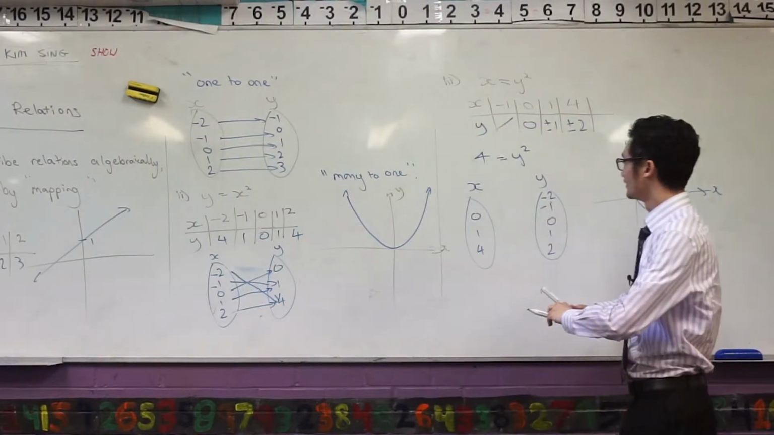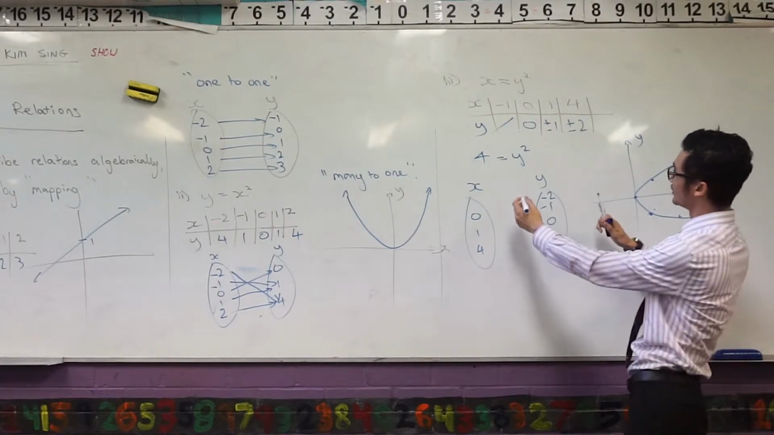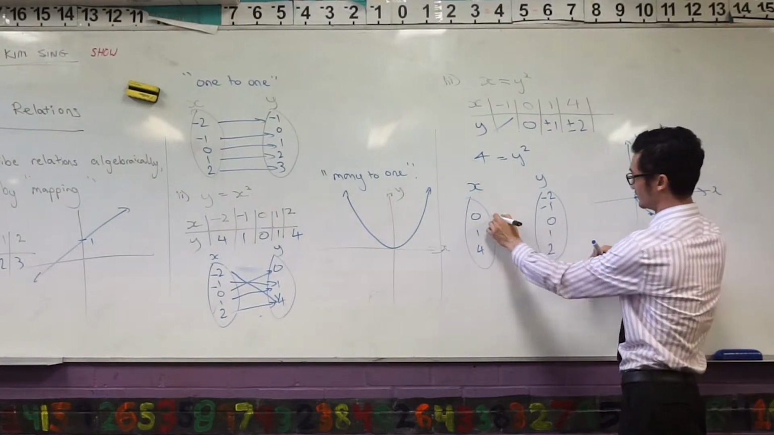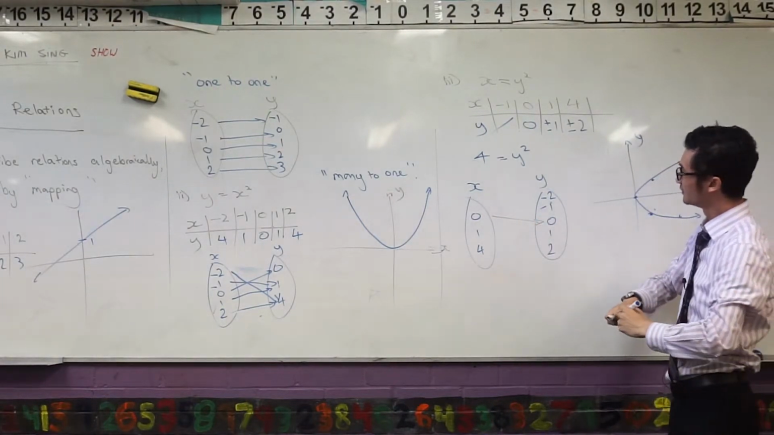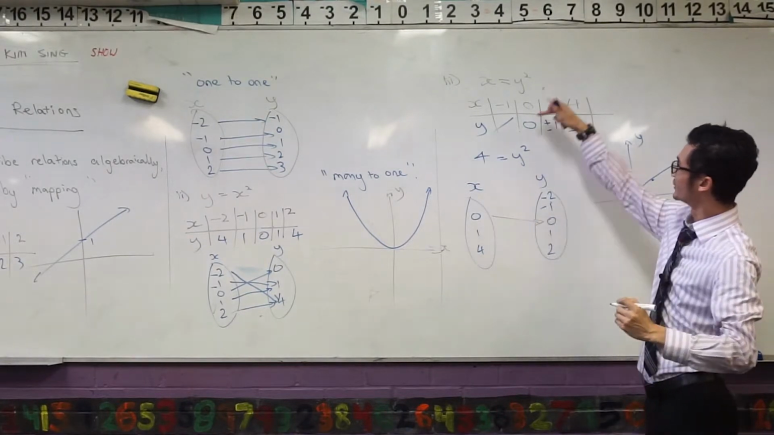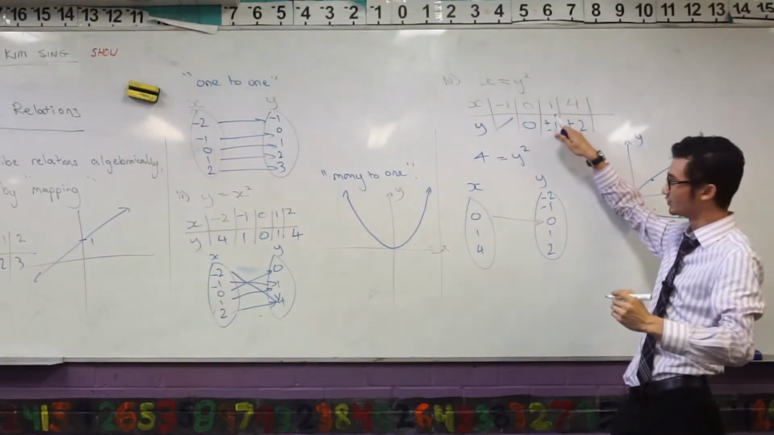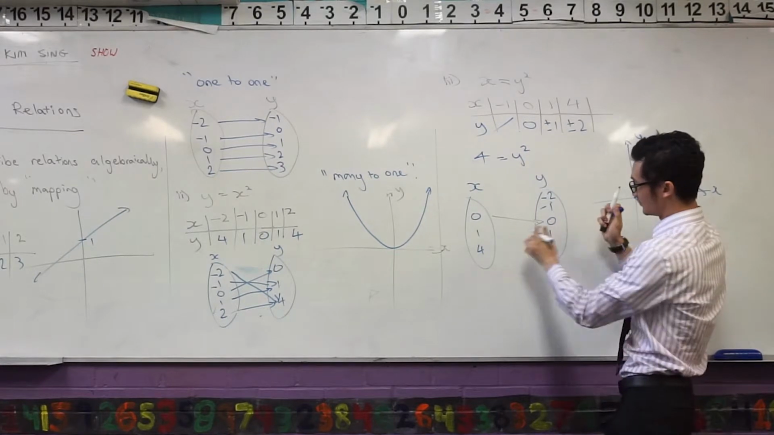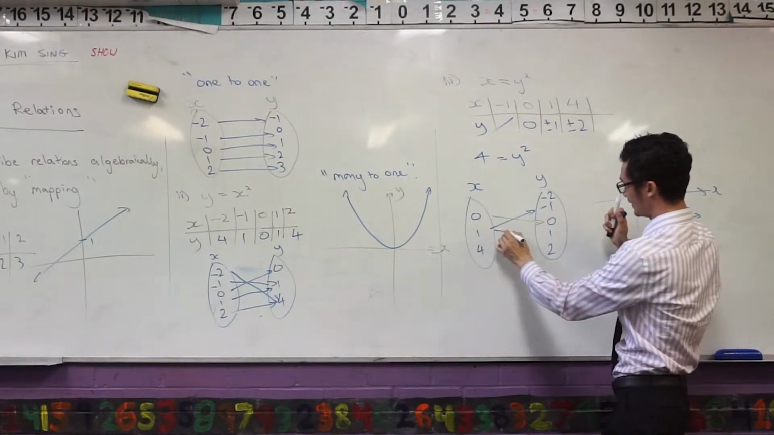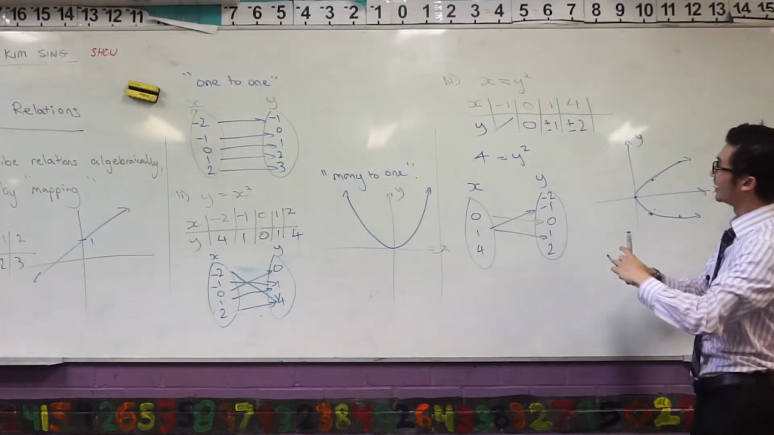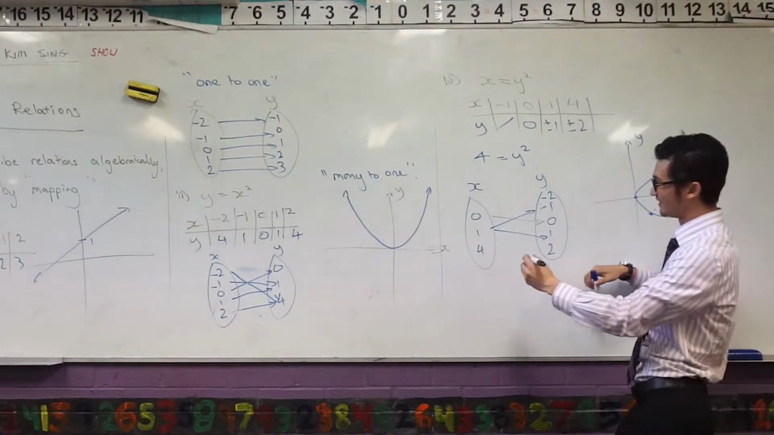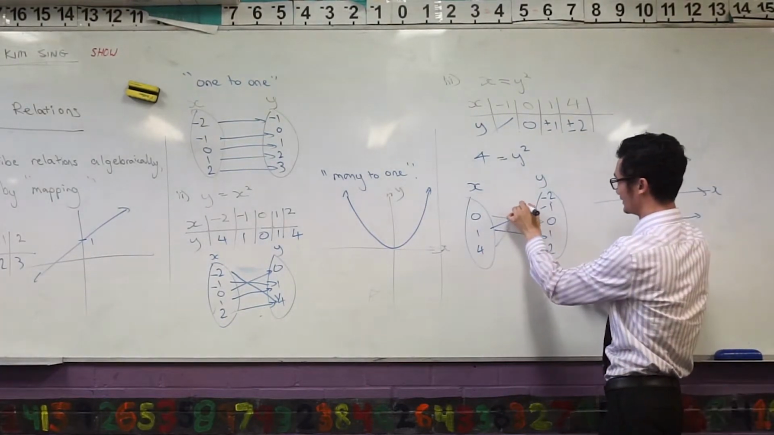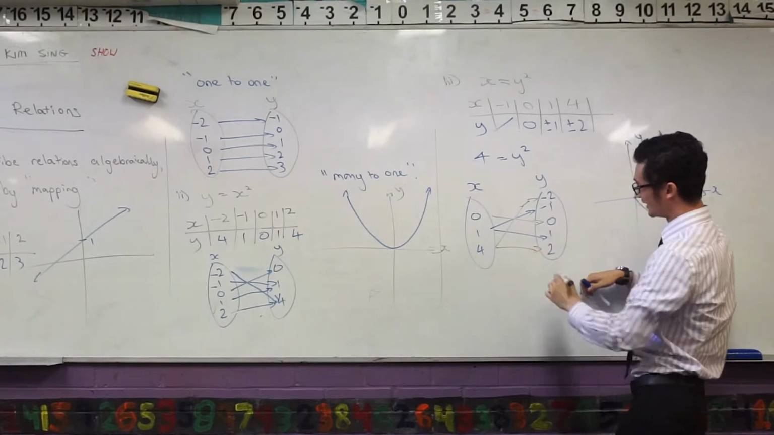Oh, that one's 1 to many. Okay, so let's see what happens. So 0 goes to 0. What does 1 go to on your x's? 1 goes to 2 values. It goes to -1 and +1. And 4 goes to -2 and +2.